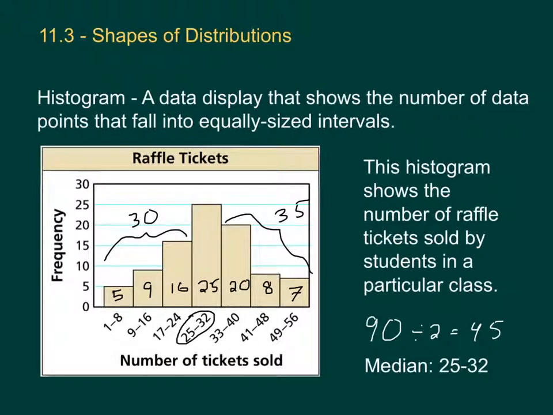And so while we can't say for certain what the median is, we could say that it will be between 25 and 32. And that's the one thing that we can really say for certain here. But that's what a histogram looks like. It looks like kind of a bar graph. The bars are directly adjacent to each other. They touch, and we're looking at just intervals that are the same size.